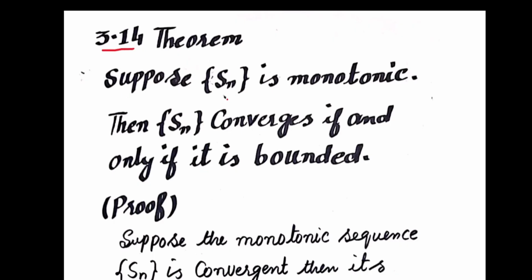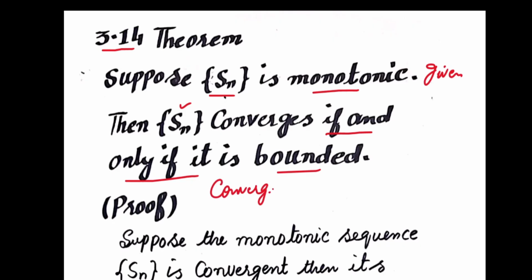This theorem says, suppose Sn is a monotonic sequence. This is given information. Your sequence is monotonic. Monotonic means it is either monotonically increasing or monotonically decreasing. Then we have to show Sn converges if and only if it is bounded. So this theorem has two parts. When it is convergent, then you have to prove this is bounded, and when it is bounded, then you have to prove this is convergent. While the monotonicity condition will be used in both cases.